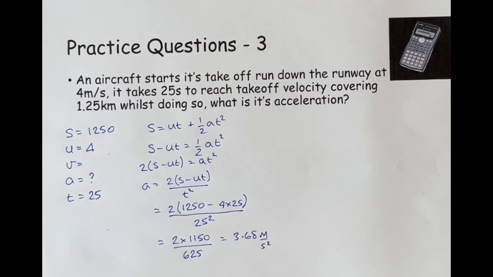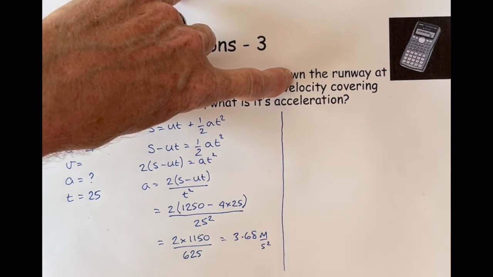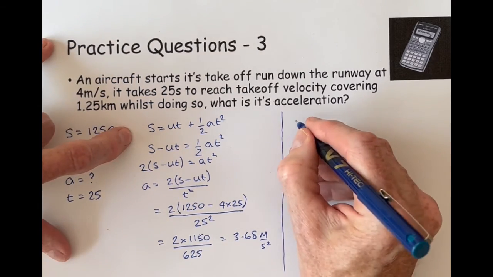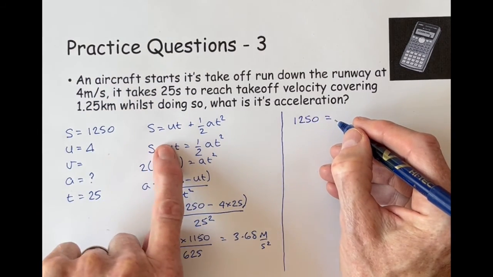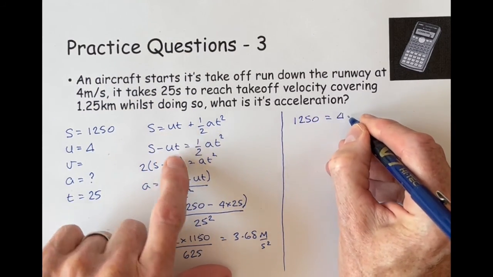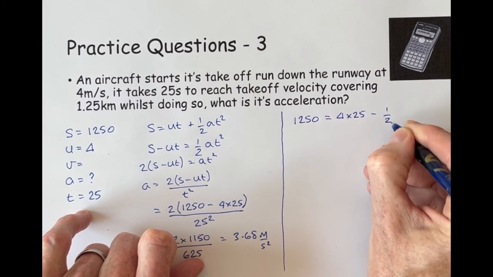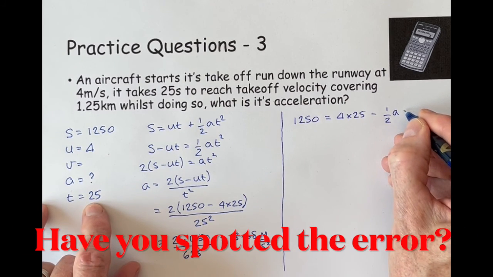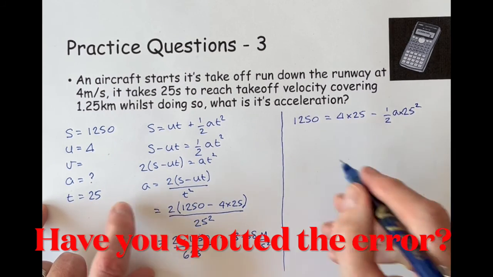Now some of you may be thinking, wow, that's really quite complicated to do. Well, let's do it the other way, where we put the numbers in first. So I'll draw a line down here. Okay, that's our equation here. Let's put the numbers in first. So you've got 1250 equals u times t, so that's 4 times 25, plus a half a, which we don't know, and then t squared is 25 squared. I'll put a little times in there as well. So let's just multiply that through.